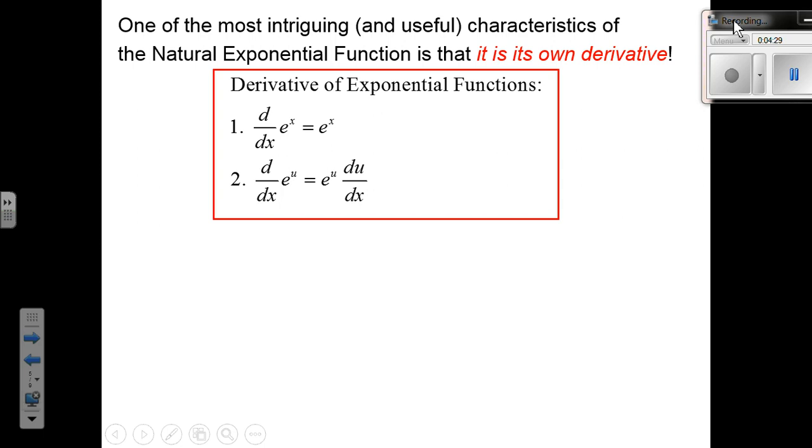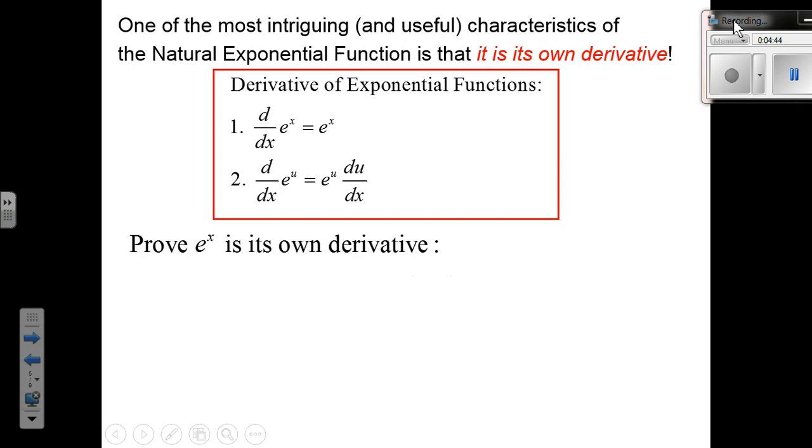So what we care about is the calculus. And the most intriguing and useful characteristic is that it's its own derivative. So we have some pretty nice, easy, you'll love doing derivatives and integrals of e to the x. Because the derivative of e to the x is simply e to the x, and the derivative of e to the u, so if I have something else besides just x as the power, then we have e to the u times du dx. You're just doing that chain rule.